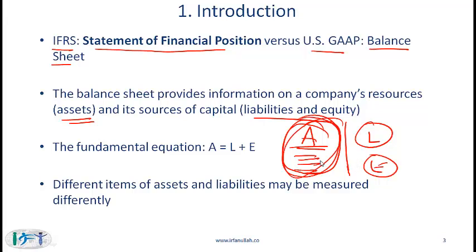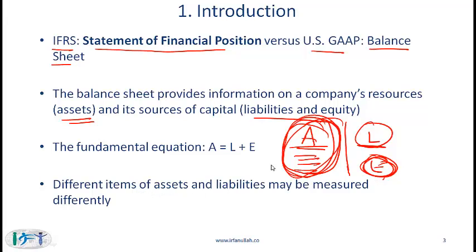So to purchase these assets, either owners need to contribute money, which is equity, or money needs to be borrowed in some form, and that is liability. The total amount of assets has to equal the money that comes through liabilities or through equity.